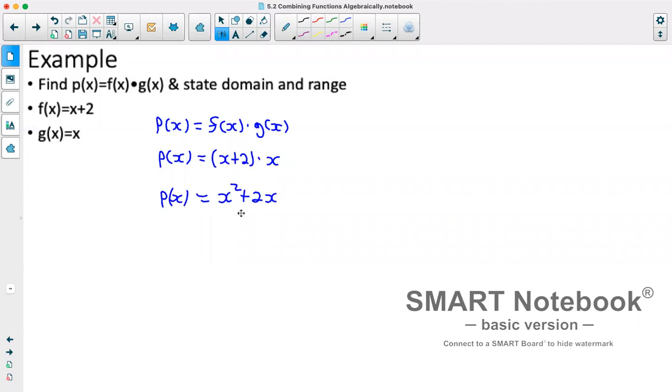Now looking at this, we know this is a parabola. It has a vertex that has a y value of -1. So because it's a parabola, we know our domain is all real numbers. Meanwhile, its range would be y has to be equal to or greater than -1.